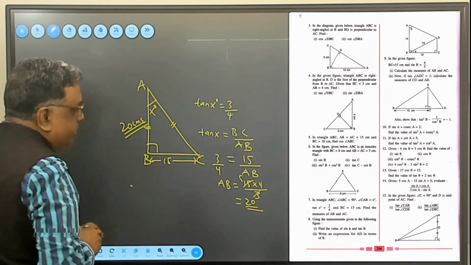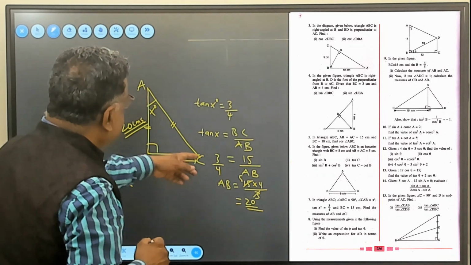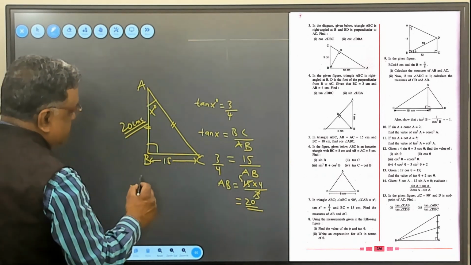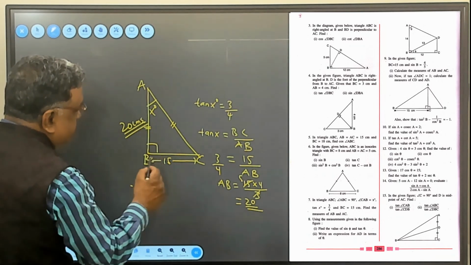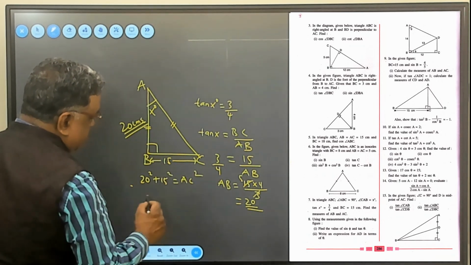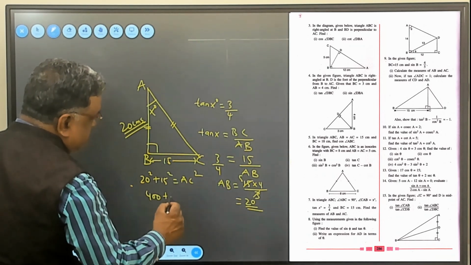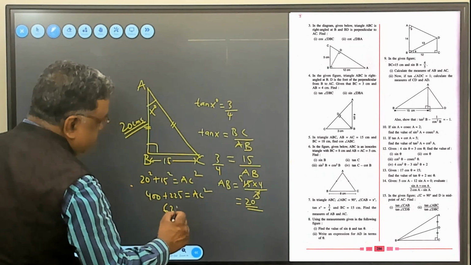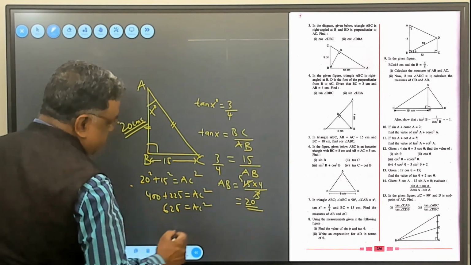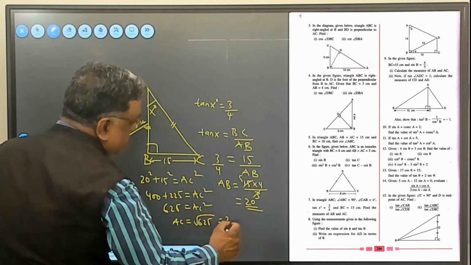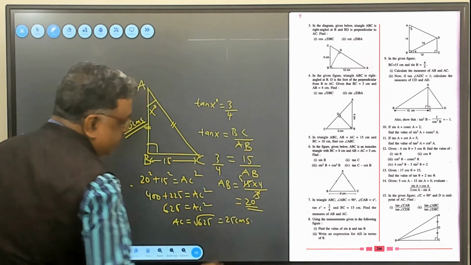Correct? Now I have to find AC. So AC is very similar, we can do the Pythagoras theorem. 20 square plus 15 square is AC square. So 400 plus 225 is AC square. 625 is AC square, which means AC is square root of 625, which is 25 centimeters. Correct?